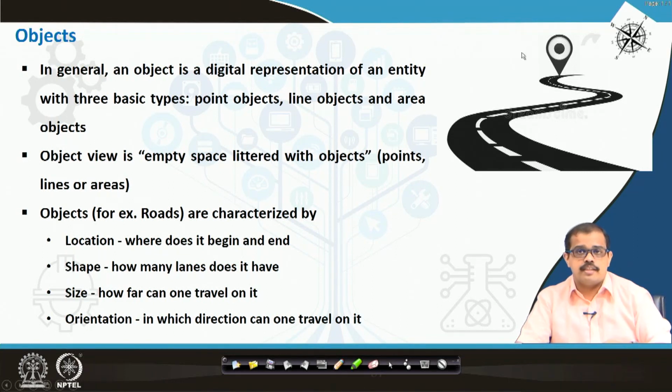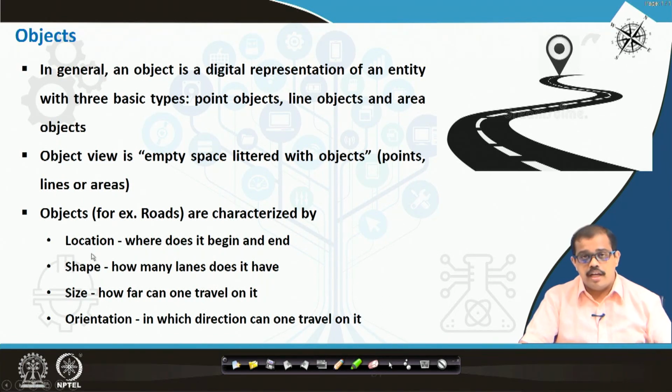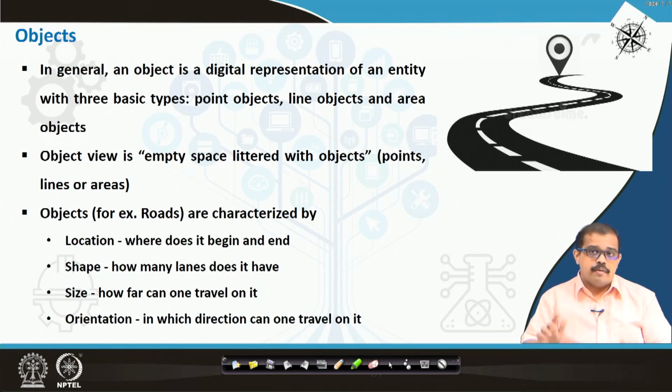A line object is representing this road, and a point object is representing this location here, maybe an industry. So, the entire board is nothing but an empty space, but it is a collection of point objects, line objects and area objects. It may be a collection of all of these, or even just one of them. That depends on what kind of object it is.